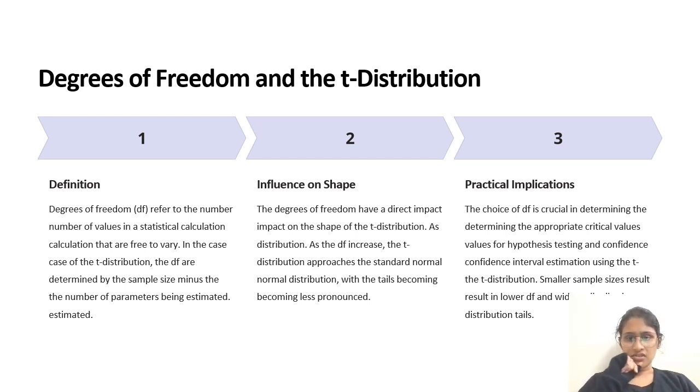Practical implications. The choice of degrees of freedom is crucial to determine the appropriate critical values for hypothesis testing and confidence interval estimation using the t-distribution. Smaller sample sizes result in lower degrees of freedom and wider t-distribution tails.